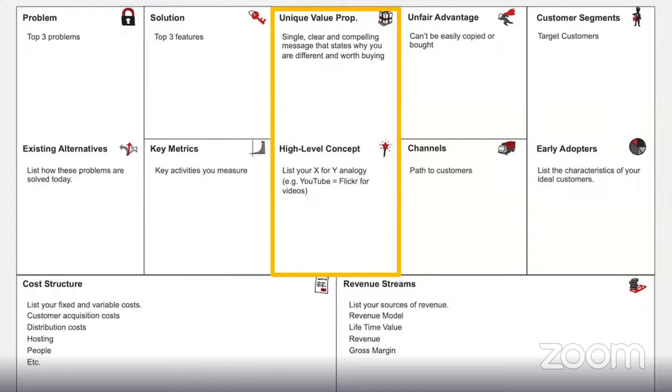it should be a single, clear, and compelling message that states why you are different and worth buying. Check the word, it's unique value proposition. And this is one of the differences between the lean startup business model canvas and the regular business model canvas. It should be a high level concept. Okay. So make sure to write it down like that. As an example, you can write down YouTube, okay, or a Flickr for videos, something that says what you are good at. Okay. Why is this important?